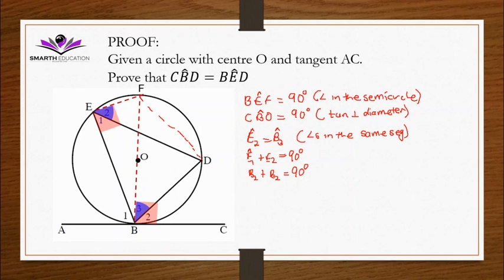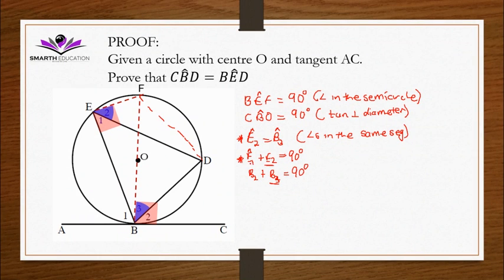Okay, angle B2 plus angle B3, not B2 again. Right, and then remember we say these two are what? Are equal. These two are equal, isn't it? No, here. Angle E2 and angle B3 are equal, isn't it? Because they are angles in the same segment.